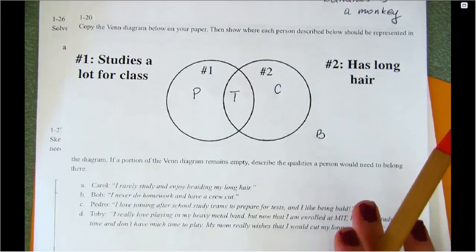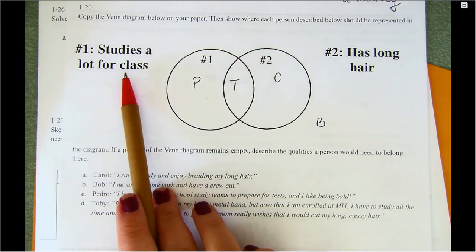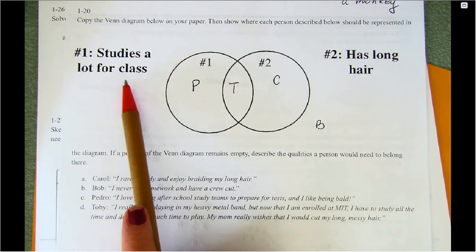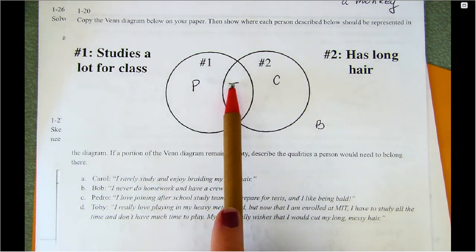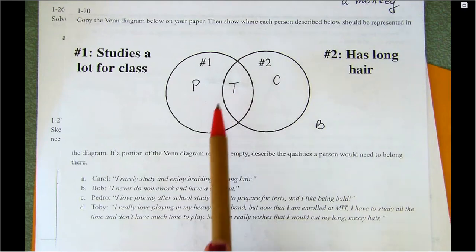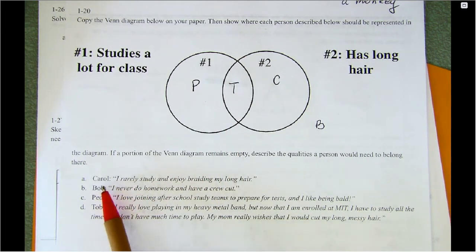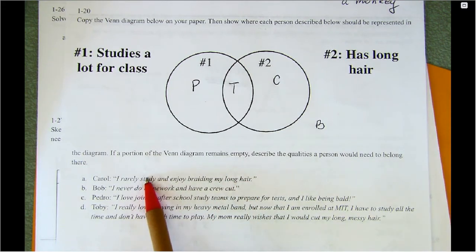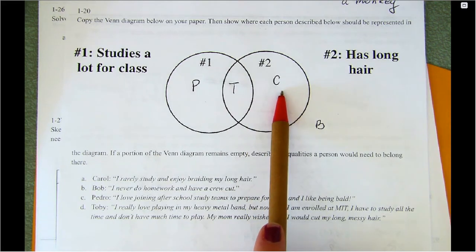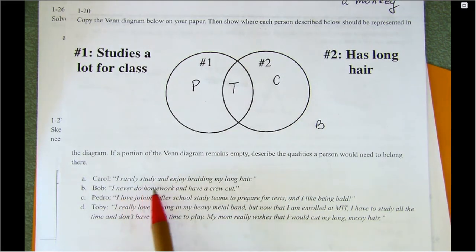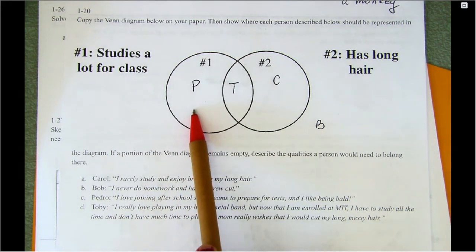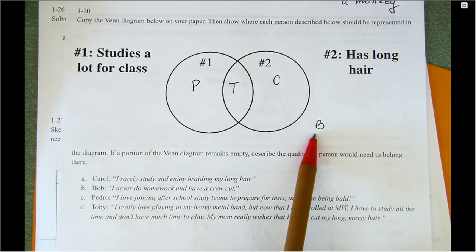Okay, now the Venn diagram. This part of the diagram talks about studies. The person that studies for class, studies a lot for class. The person that has long hair, and this will be the person that has long hair and studies for class. So we have a few people here. There's Carol here. Rarely studies and enjoys braiding her long hair. So we know she has long hair, but she doesn't like to study. So she would go only on the side for long hair. Bob, never does homework and has a crew cut, which means short hair. So he doesn't study and he doesn't have long hair. So Bob goes outside of both sets.